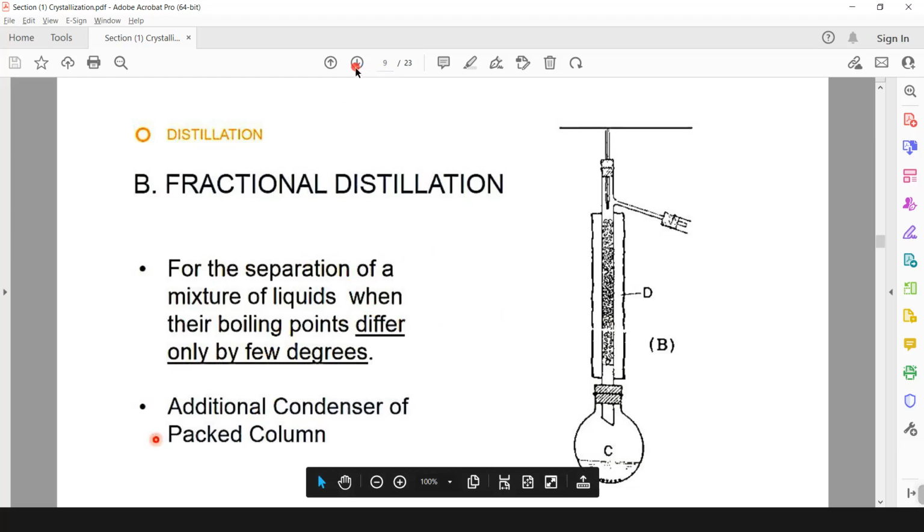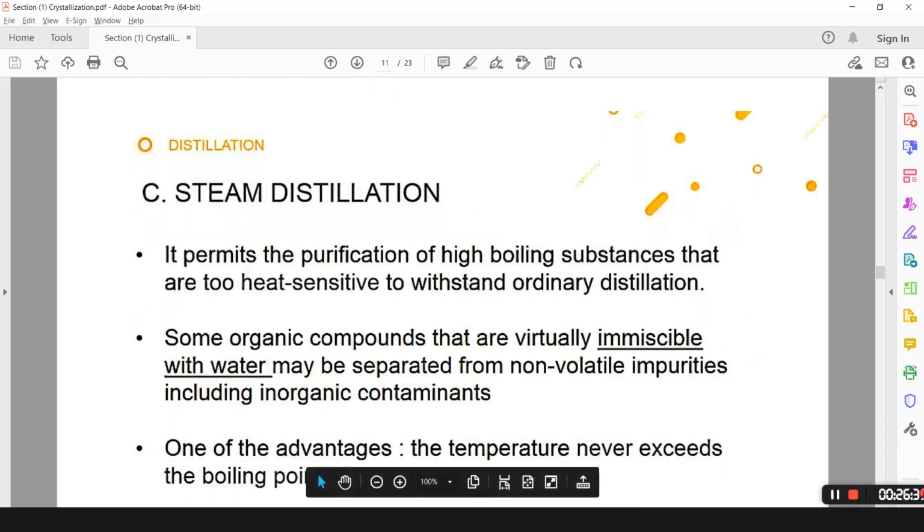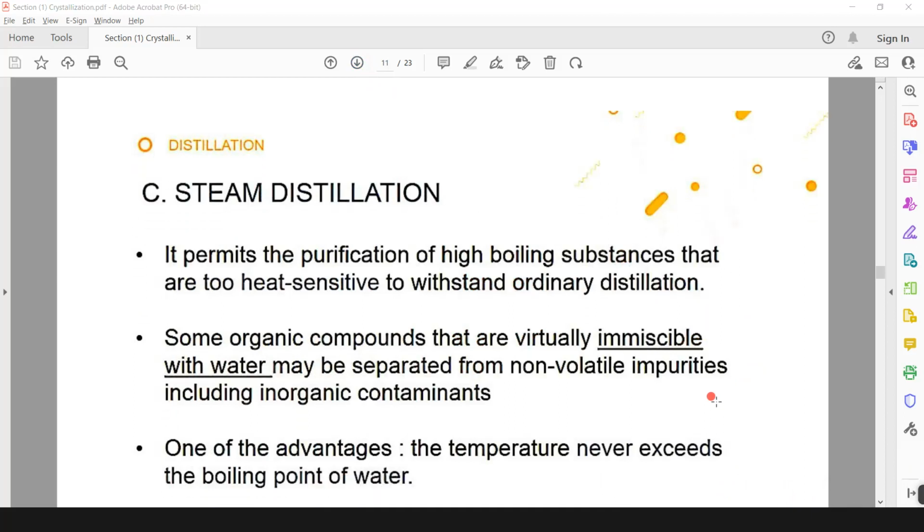The third type is steam distillation. The steam distillation is used for thermolabile material. The first two types, the simple and the fractional, were used for thermostable material, but steam distillation is used for thermolabile material. Remember, I told you when I have a thermolabile material and I want to reach its boiling point, I cannot raise the temperature because the temperature will destroy our material, because it is thermosensitive or thermolabile.